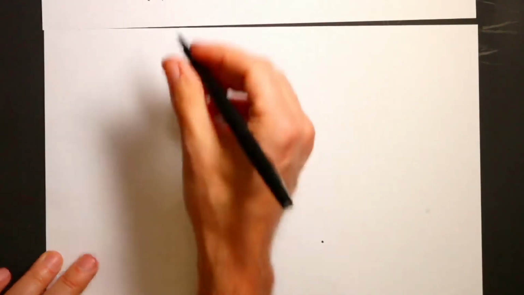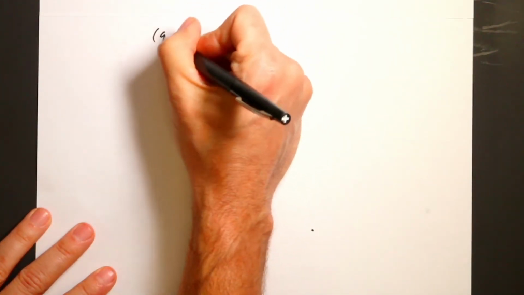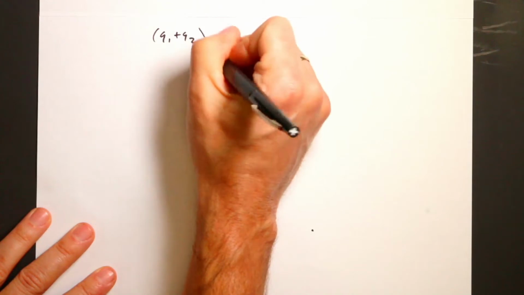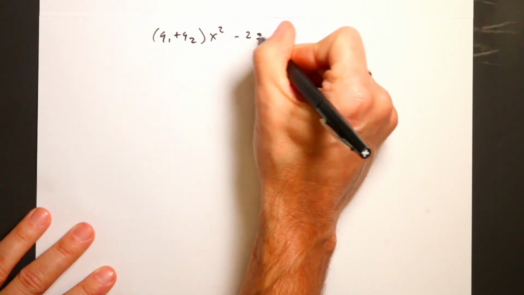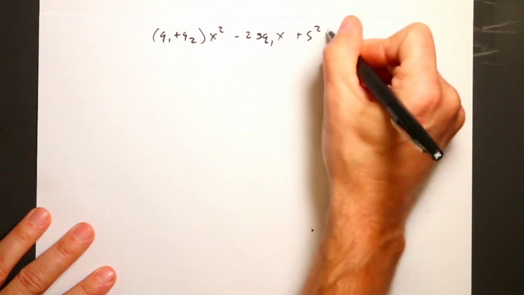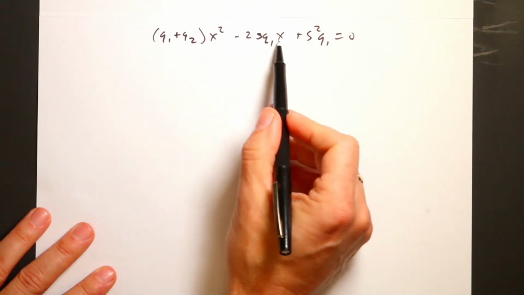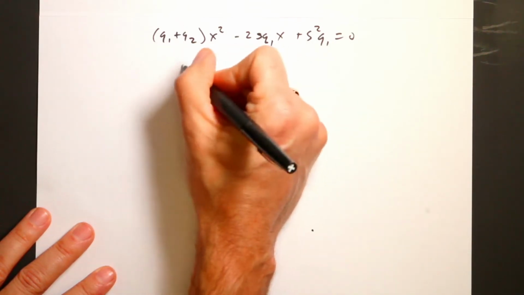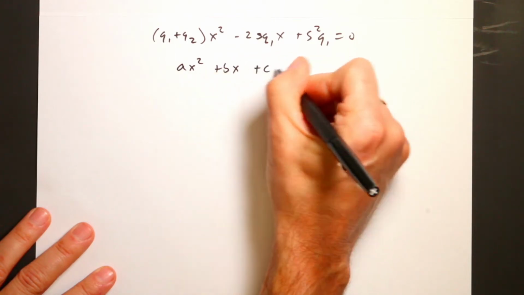Okay, so now I have a quadratic equation. Let me rewrite it again. (q1 + q2)x² - 2s q1 x + s² q1 = 0. So this is the x squared term, x term, constant term. So this is like ax² + bx + c = 0.